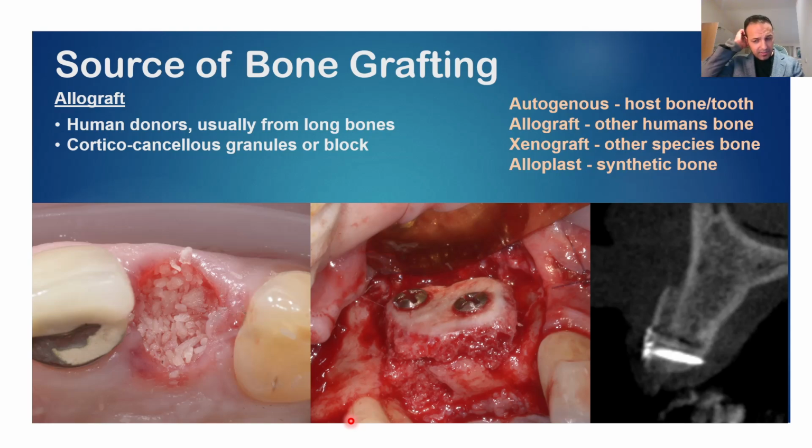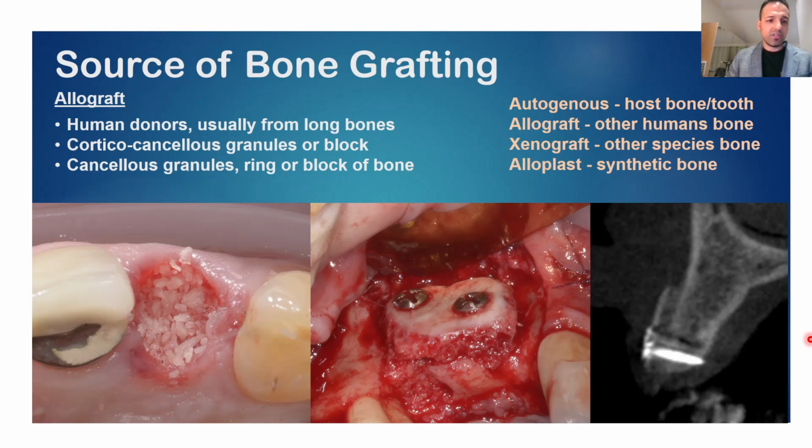And this is CBCT showing one of my block grafts with the screws in position. You can see obviously we've got vertical bone gain up to here, as well as horizontal, but we obviously don't have any down there, right in the depth of the sulcus. But that's fine because the implant can be placed now in a better restorative position, and we've got plenty of length there. So we also have cancellous granules, so corticocancellous being where the cortex of the bone as well as the cancellous part of the bone is present.